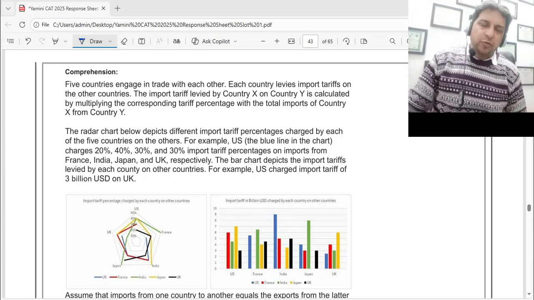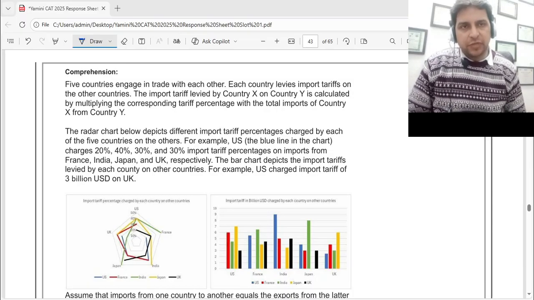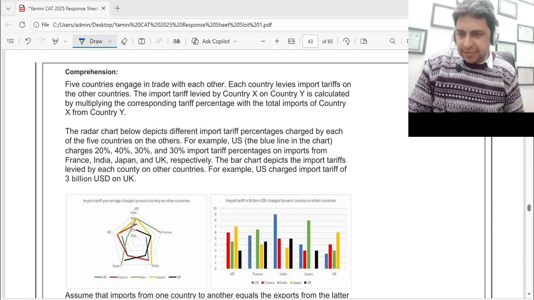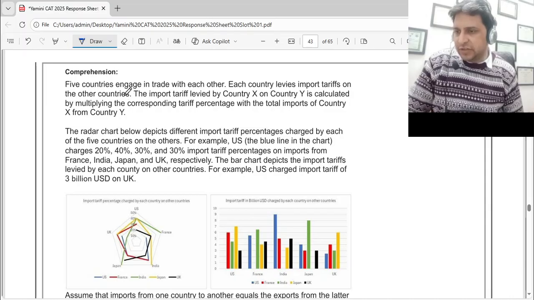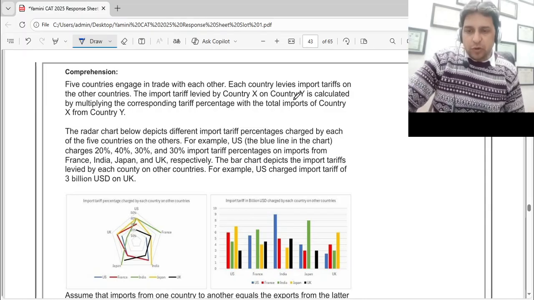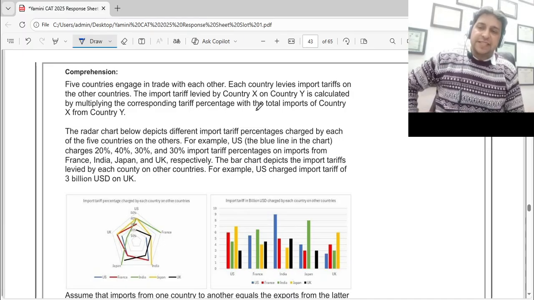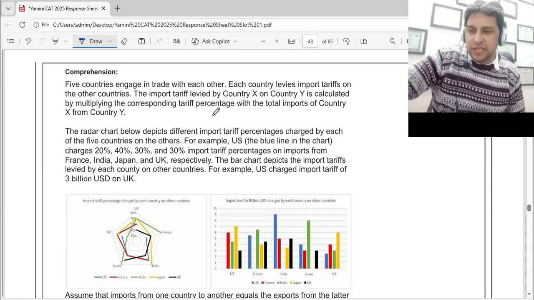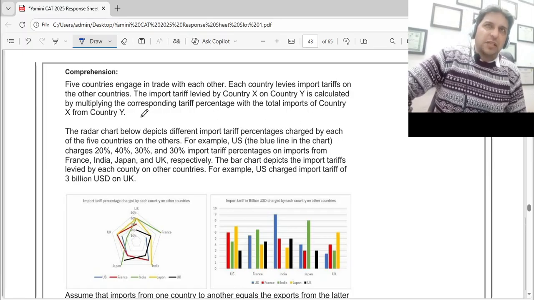We are doing CAT 2025 LRDI slot 1. This is puzzle number 3 which we're going to start today. Let's understand that. The puzzle was all about data interpretation. It says 5 countries engage in trade with each other. Each country levies import tariffs on other countries. The import tariff levied by country X on country Y is calculated by multiplying the corresponding tariff percentage with the total imports of country X from country Y. I think it's quite easy to understand.